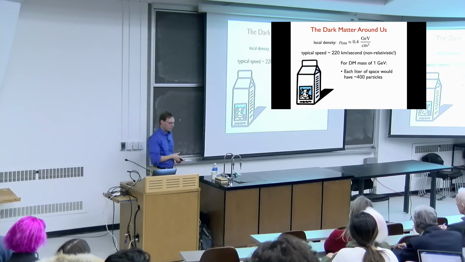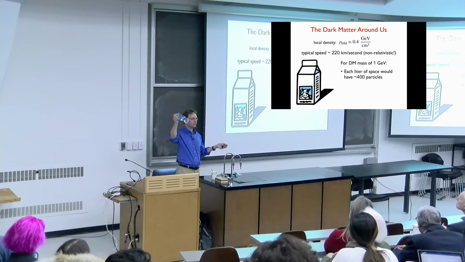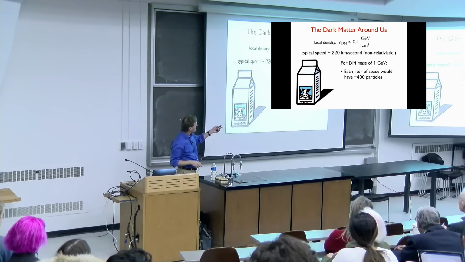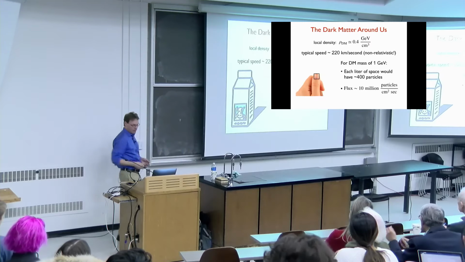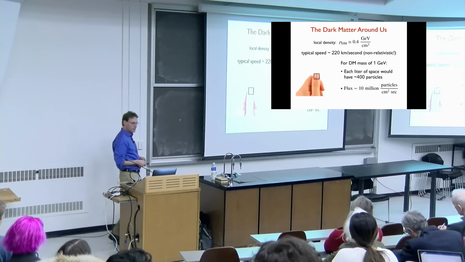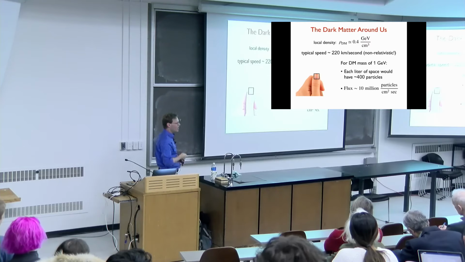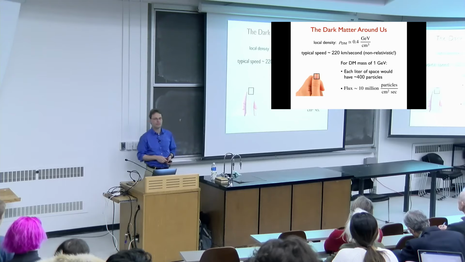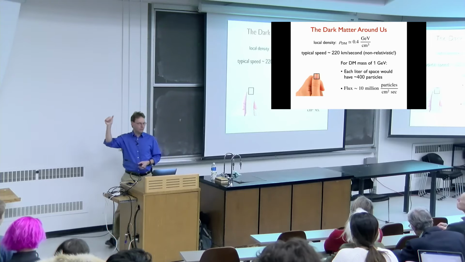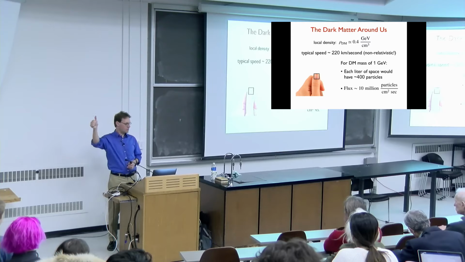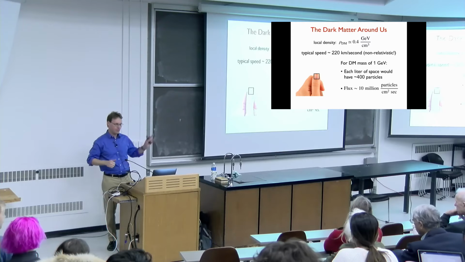Okay? Right? So my little bottle here will contain some number of dark matter particles at any given instant. Now, these are moving at a speed of 220 kilometers per second, so we can calculate what their flux is. And again, for a GeV particle, the flux is about 10 million particles that pass through a centimeter squared, like the size of your thumb, every second. Okay? So hold up your thumb. So 10 million dark matter particles are passing through your thumb every second, if it's a GeV.